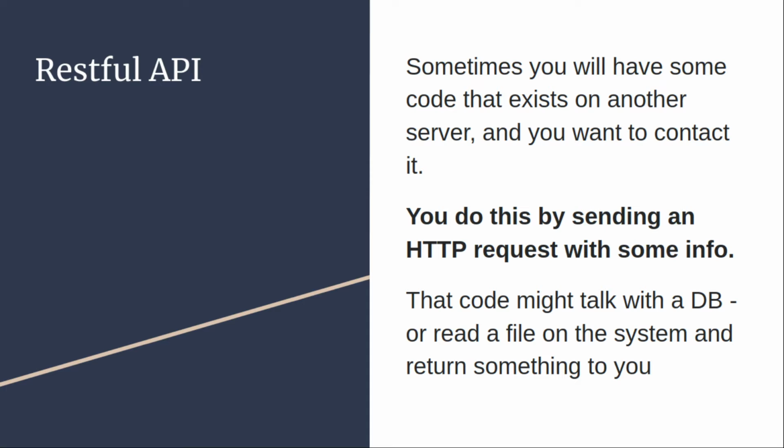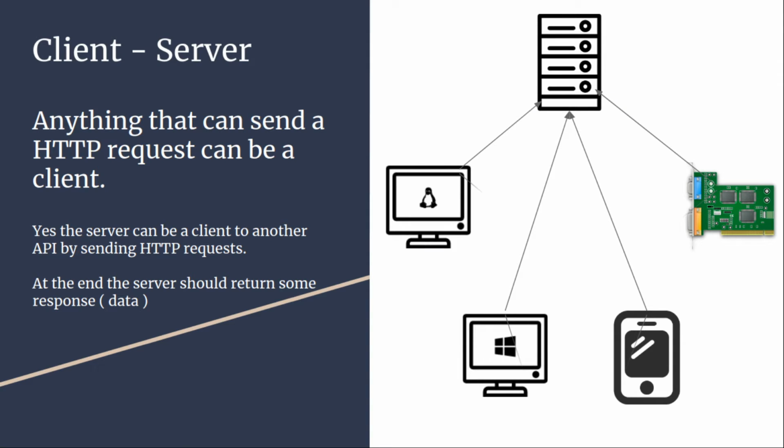So you as the client will send some data. For example, I want to create a user. I will send an HTTP request to that API with the information about that user, and that API will create the user, put it inside the database, and give me the response. So this is called a client-server architecture. As you can see, we have here this server, and we have these clients.